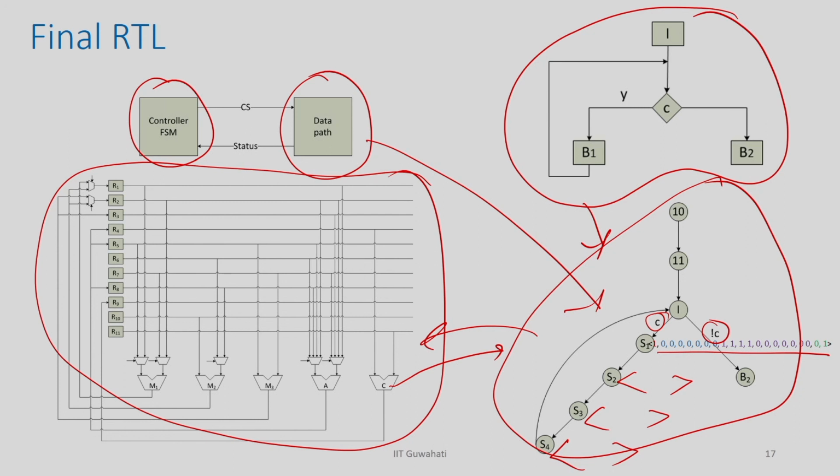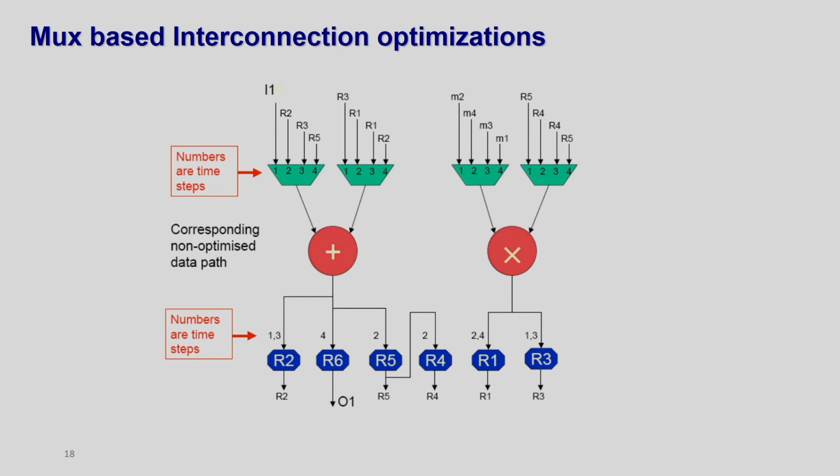Finally you have a data path and a controller, and if these two work together, they will execute the exact behavior that we took as the input to the high level synthesis tool. Okay. So, this is it for controller synthesis and data path synthesis. I am now going to cover a little bit on mux based interconnection optimization, which we have not discussed so far.